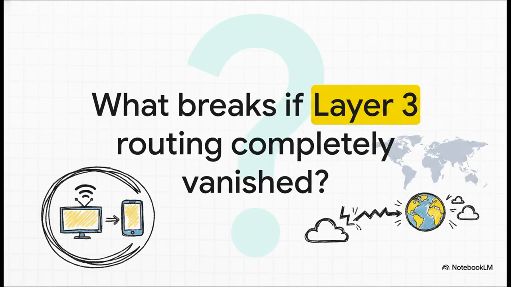I'll leave you with this final thought to ponder. If Layer 3 routing completely vanished tomorrow, what would happen? Well, your phone could technically still talk to your smart TV over your local Wi-Fi using MAC addresses, but your connection to the rest of the world, you would instantly cease to exist. No routing, no internet, no global communication. Layer 3 really is the invisible map connecting our modern world.